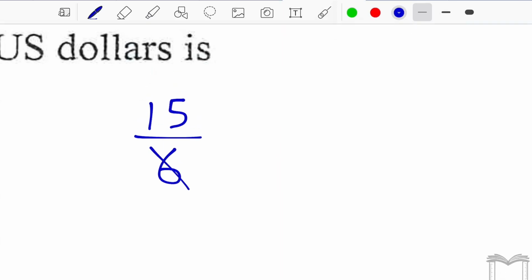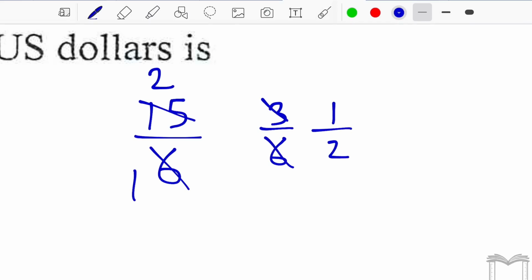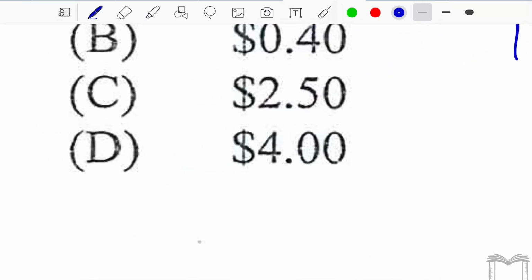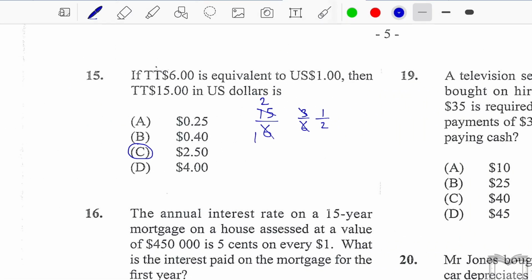15 divided by 6. 6 into 6, 1. 6 into 15, 2. Remainder 3. So that's 3 over 6. 3 into 3, 1. 3 into 6 is 2. So that's 2.5, which is 2.50 or 2.5. So that's C.